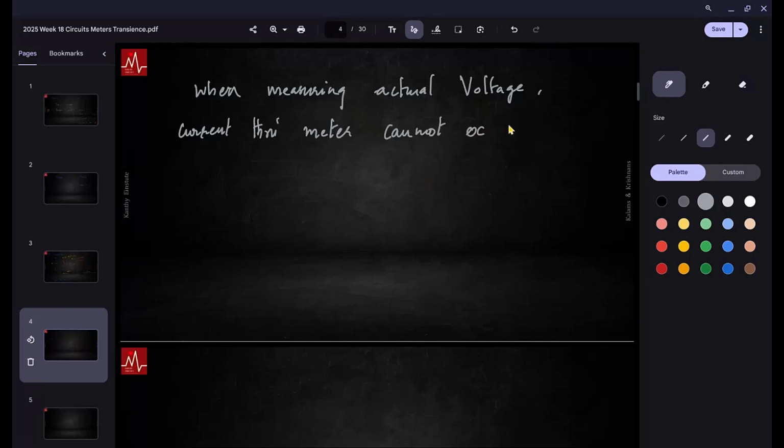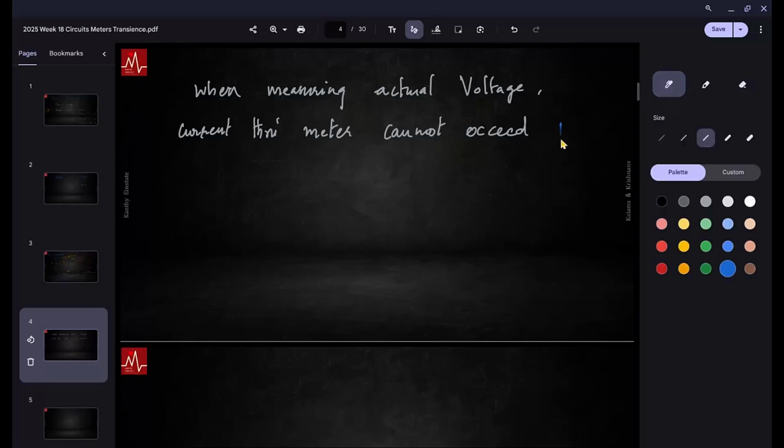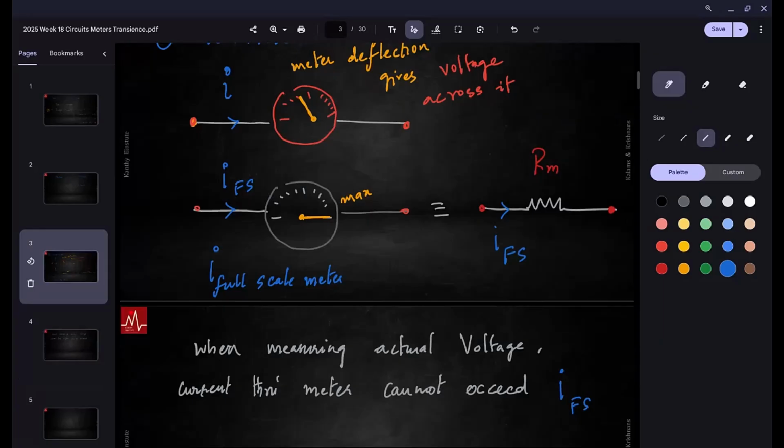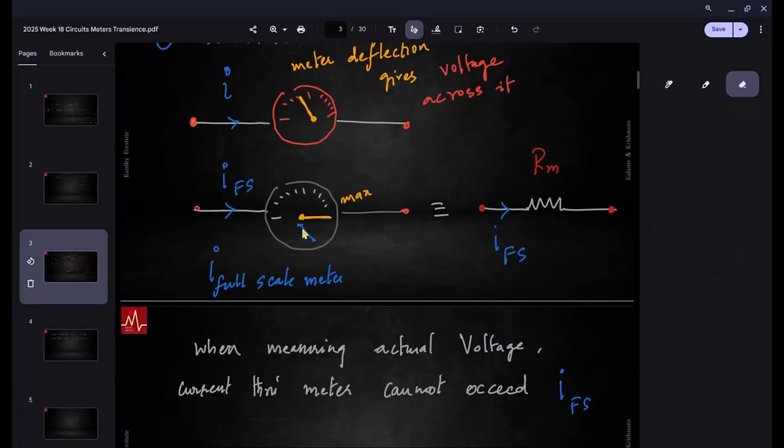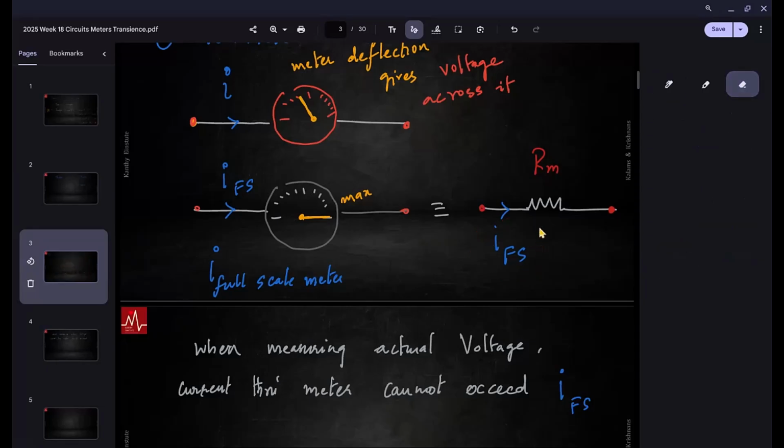Cannot exceed IFS. This is obvious because if it exceeds that, the purpose of the meter is lost. The meter cannot go beyond this. So when measuring this, actually, you have to restrict the current. Does anyone know how that current is restricted? That is, how they make sure current doesn't exceed a full scale deflection.